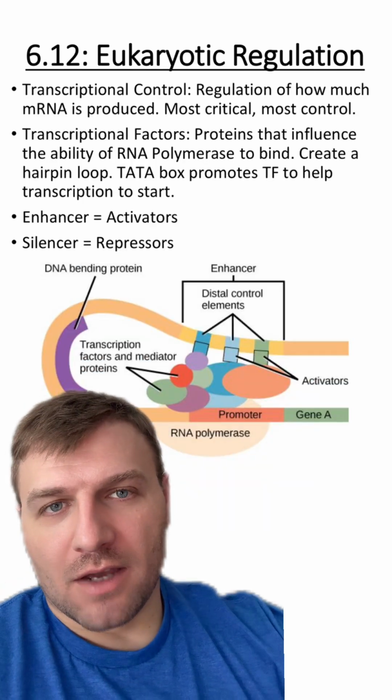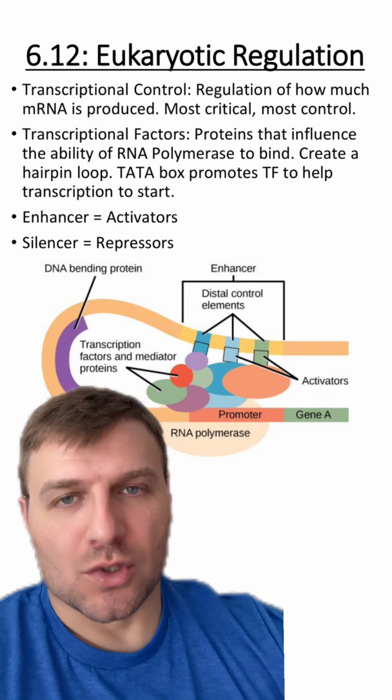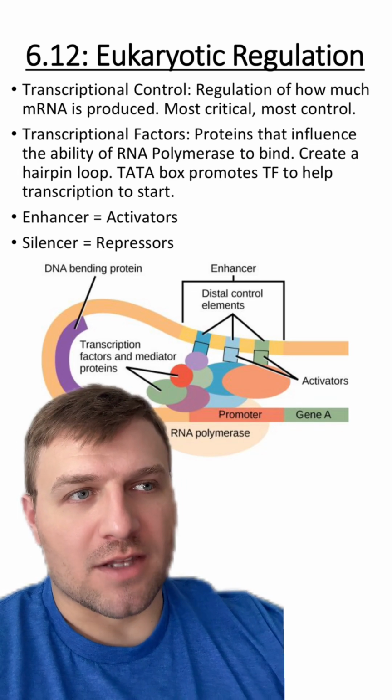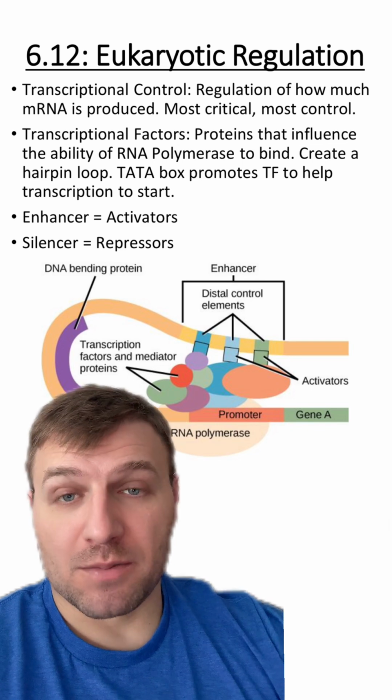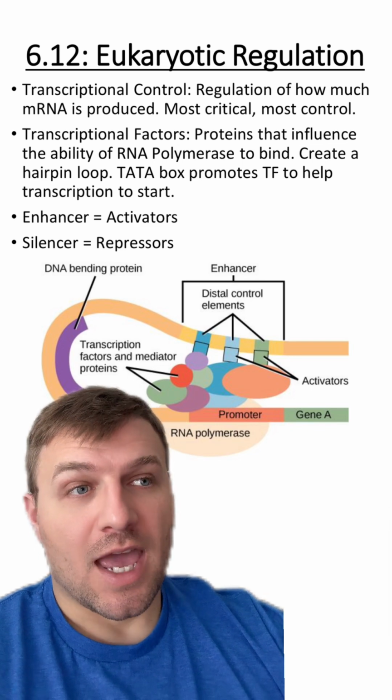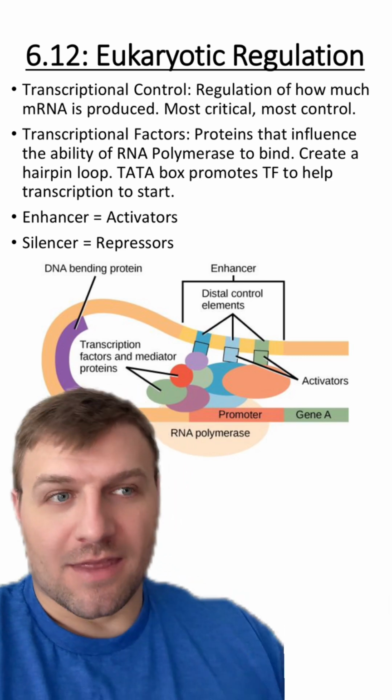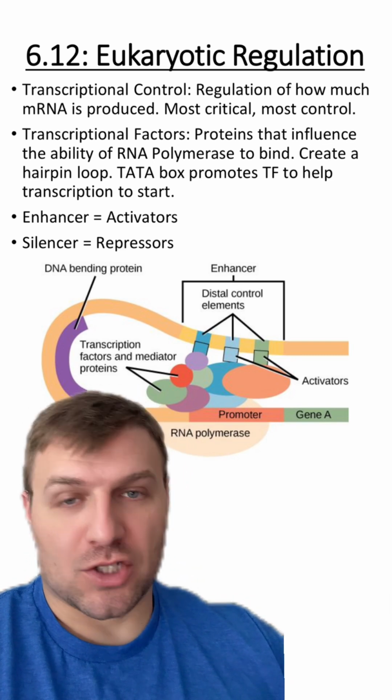Our next type of eukaryotic gene regulation is the most crucial because if you stop transcription, you stop a lot of the waste that could build up. If you stop transcription, you're stopping mRNA from being produced, and if you stop mRNA from being produced, you're stopping proteins from being produced. This will in turn make the cell much more efficient.